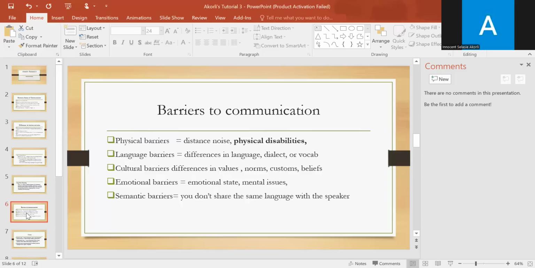Emotional barriers. The person has a mental problem. How are you going to communicate with the person? Serious mental problem, not just fatigue, which we may call noise. No, it's a serious problem. Semantic barriers, similar to language, meaning. You don't share the same language with a person, because semantics simply means meaning. So if you cannot share language, then how do you understand each other?